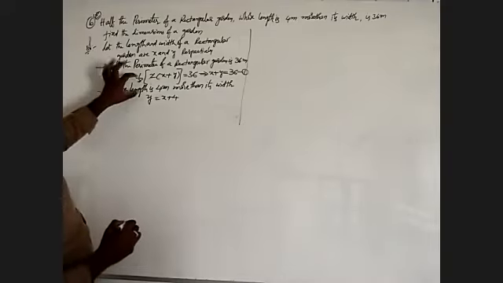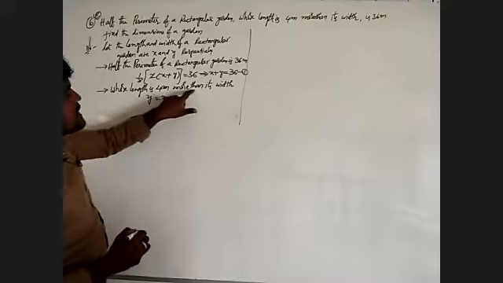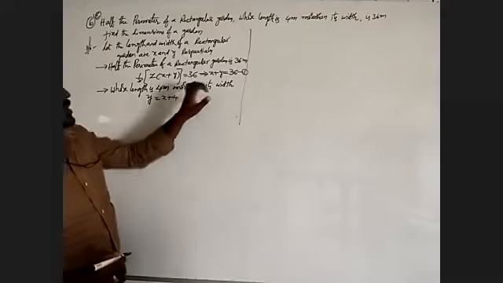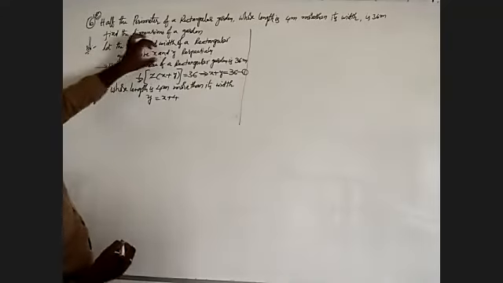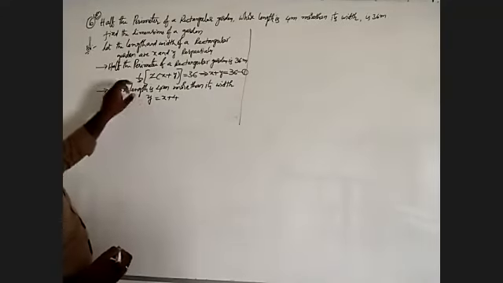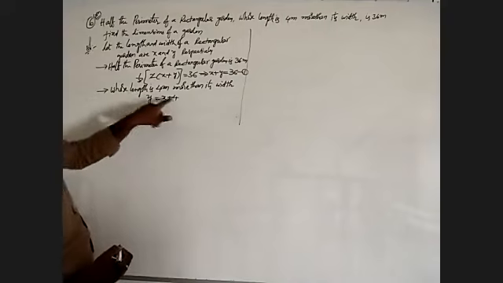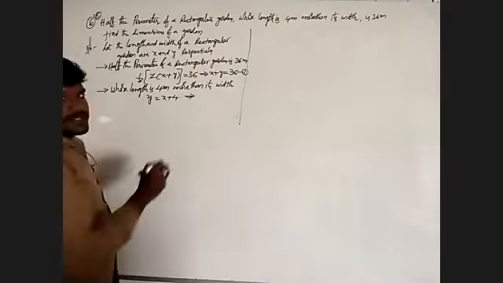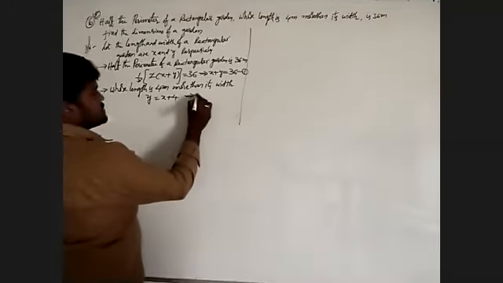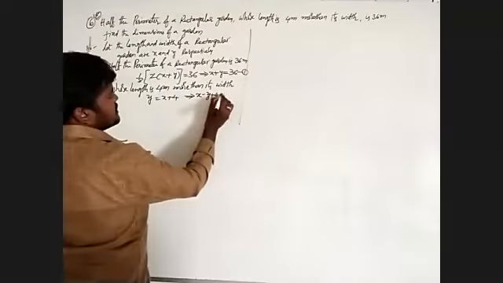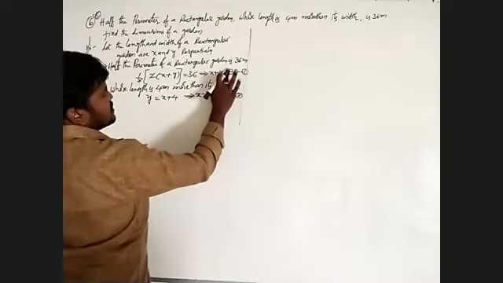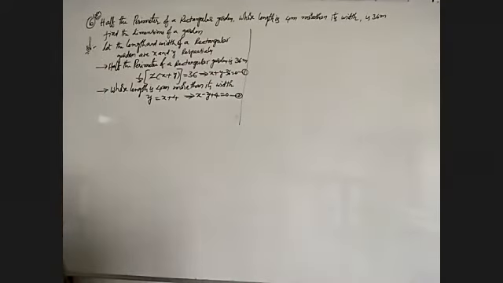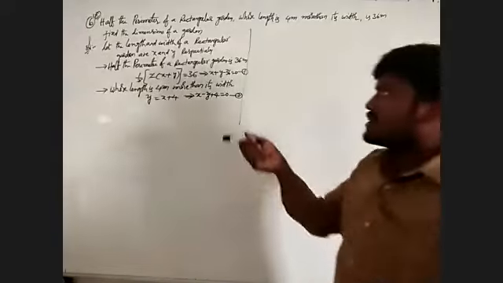The length is 4 meters more than its width. The width we take as y, and the length is y plus 4. We write this as: moving this value to this side, x minus y plus 4 equals 0. This is my equation number 2. The other one is x plus y minus 36 equals 0. We know the two equations, and we have to solve these two equations.